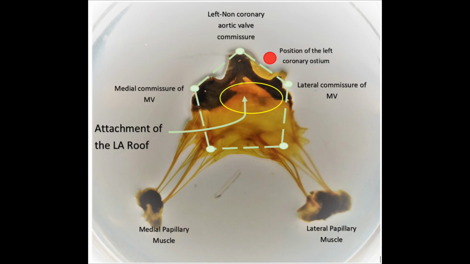This faint brown line corresponds to the line of insertion of the roof of the left atrium into the back of this junction point between the left ventricular outflow tract and the anterior mitral valve leaflet. So anything below this line is called the anterior mitral valve leaflet. Anything above it is called the aorto-mitral continuity, or it can also be known as the interleaflet triangle between the left coronary aortic valve leaflet and the non-coronary aortic valve leaflet.